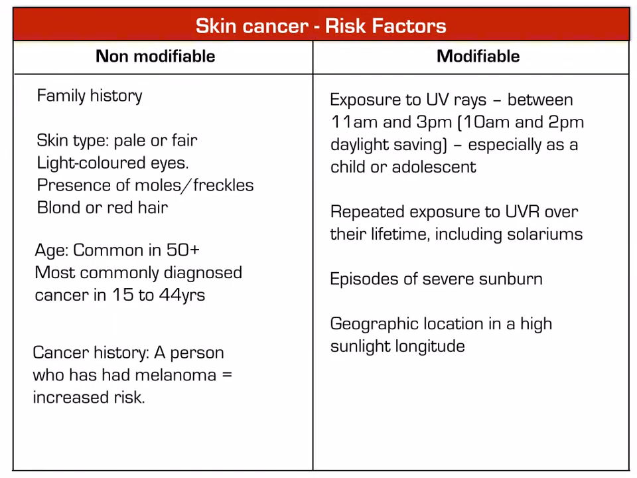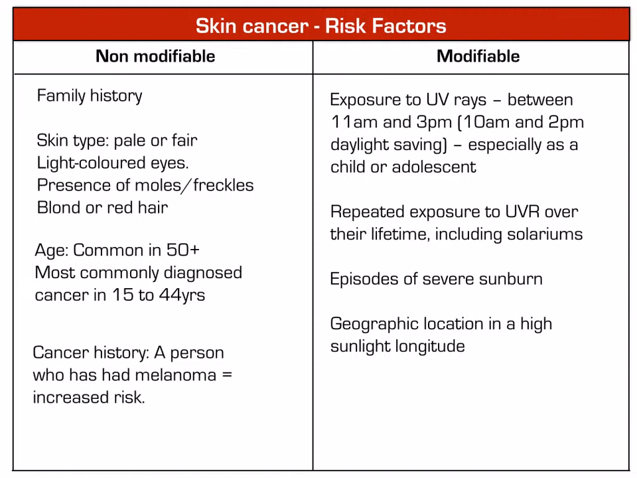Skin cancer risk factors can be broken up into non-modifiable, or those that cannot be changed, and modifiable, those that can be altered. The non-modifiable risk factors include those that have a family history of skin cancer, those that have skin types that are pale or fair, light-coloured eyes, the presence of moles and freckles, or blonde or red hair, those that are generally a little bit older, so 50 plus, probably more likely to get skin cancer, and those that have a cancer history, so someone that's had a melanoma already is at increased risk of developing another.